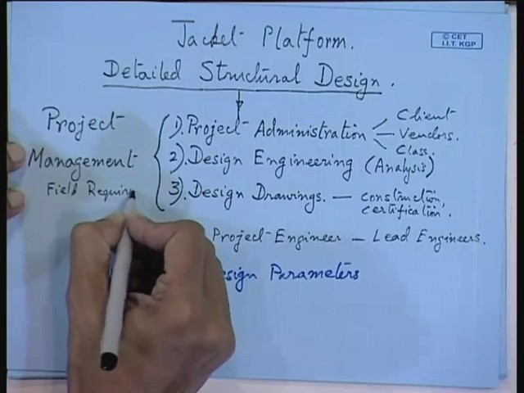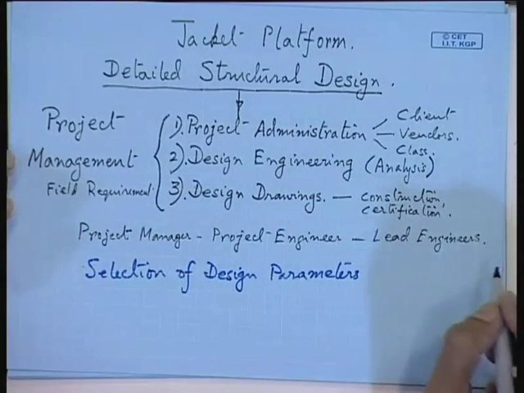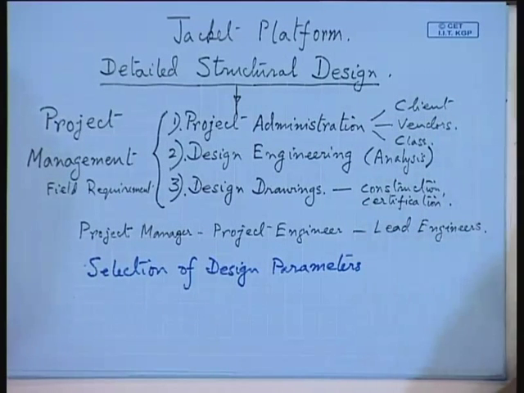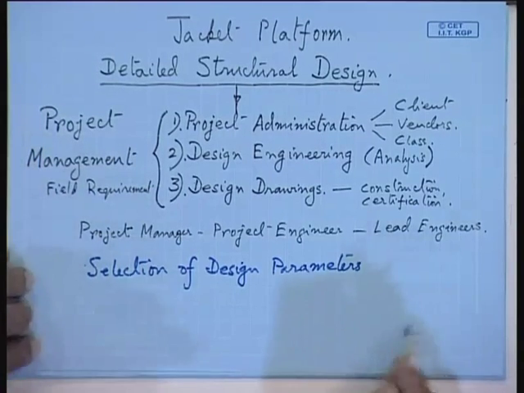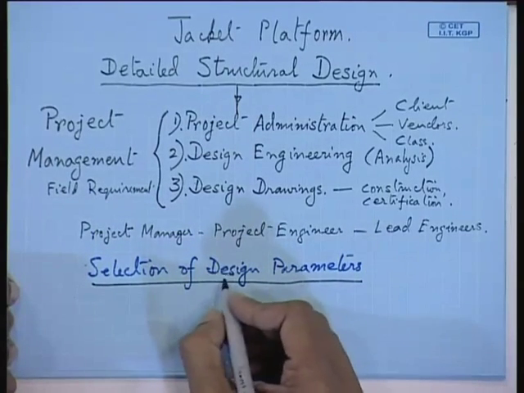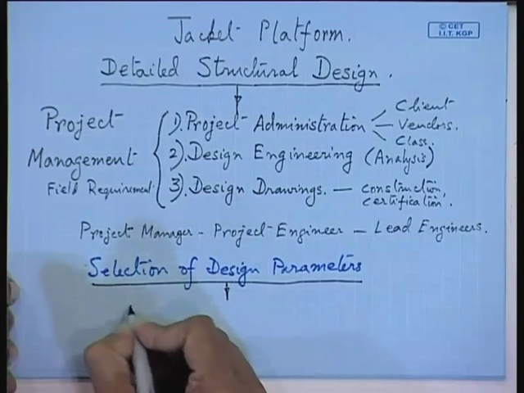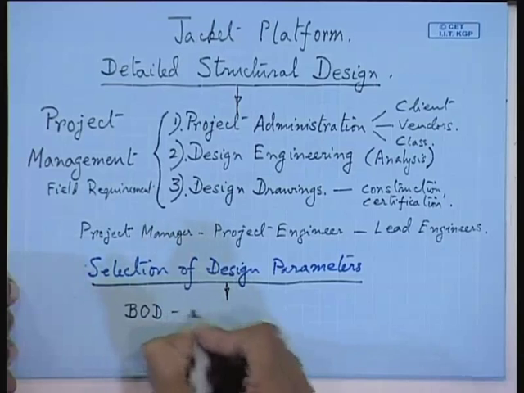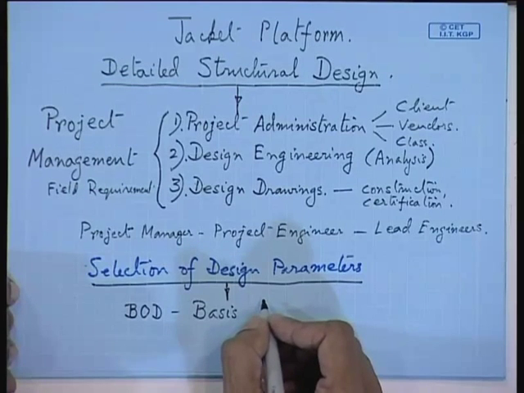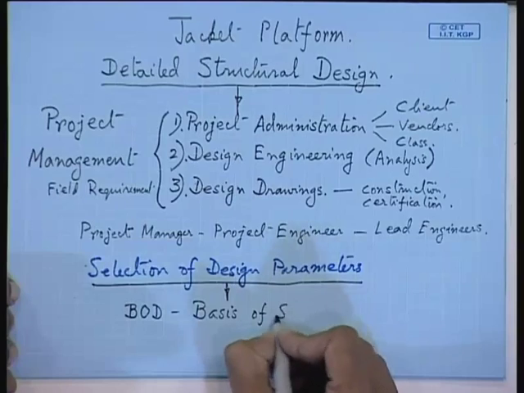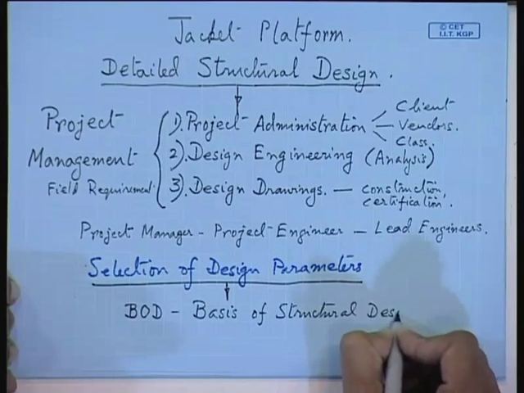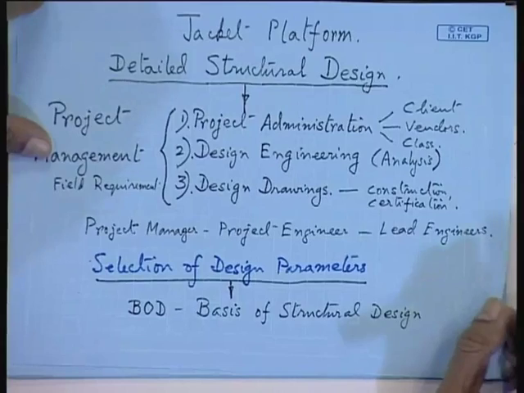So, after that you have to go into these three types of categories of work. Now, the selection of design parameters, the selection of the pile diameter sizes and all these things. So, you have to prepare what is called a document. A design document is prepared, which is called BOD or basis of design. Basis of, rather you write, structural design. Now, this document has to be prepared, it is a sort of a contractual document.